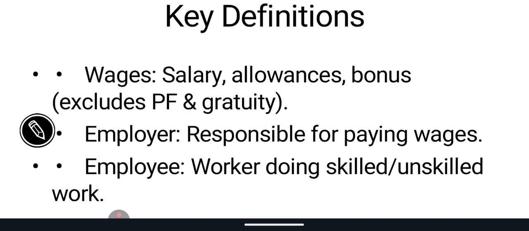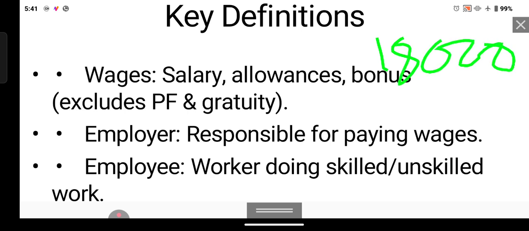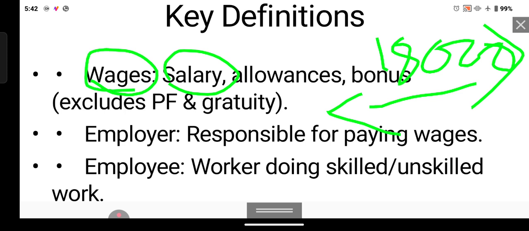Now wages. If someone is earning more than 18,000, I also talked about this before, then it is considered a salary. But if it is less than 18,000, then it will be considered wages. So this is the definition of salary and wages.